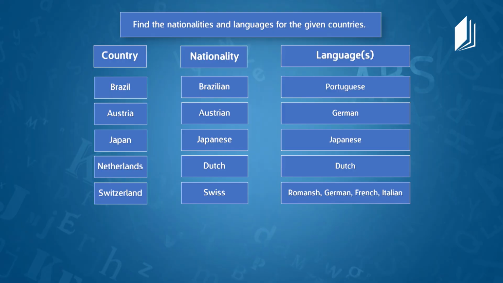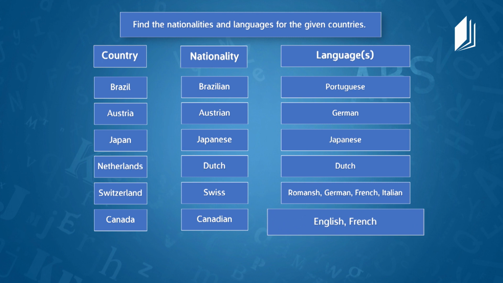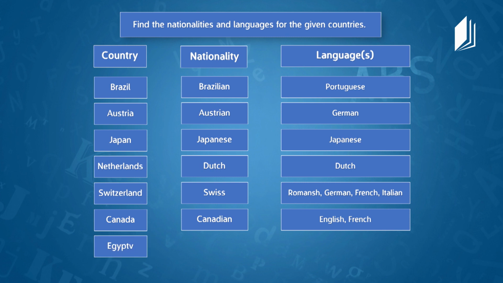Very true. And the next country is Canada. What do you think the nationality is there? I think it's Canadian. And as for the languages, they also have more than one. They have English and French. They definitely do. And the last one is Egypt. The nationality would be... Egyptian. And the language? The language is Arabic, not Egyptian. Definitely not.